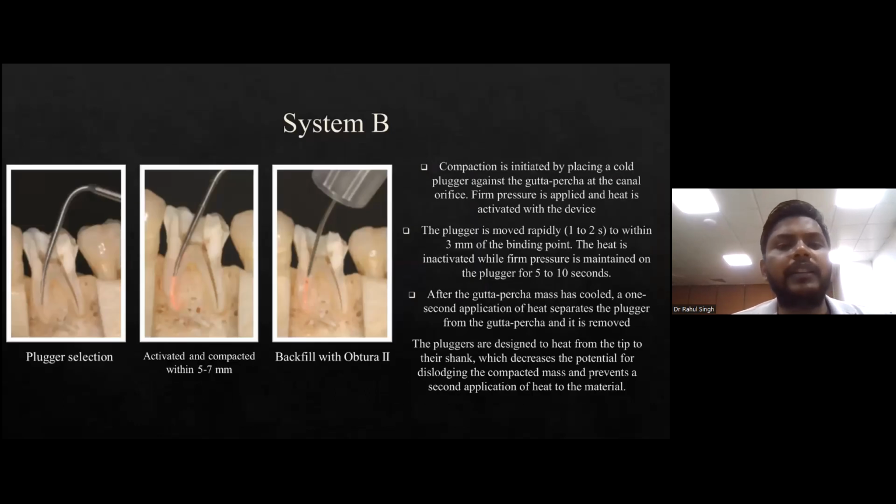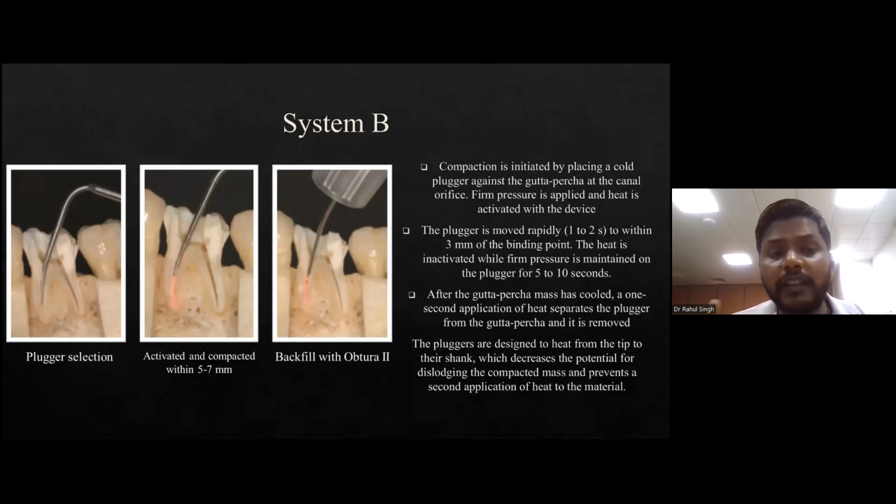Coming on to the System B, the procedure is that compaction is initiated by placing a cold plugger against the gutta percha at the canal orifice, and a firm pressure is applied, and the heat is activated with the device. What we were doing in the previous technique was that we were already heating the plugger and then putting it into the canal. The difference between this technique and the previous technique is, here we first choose the plugger.